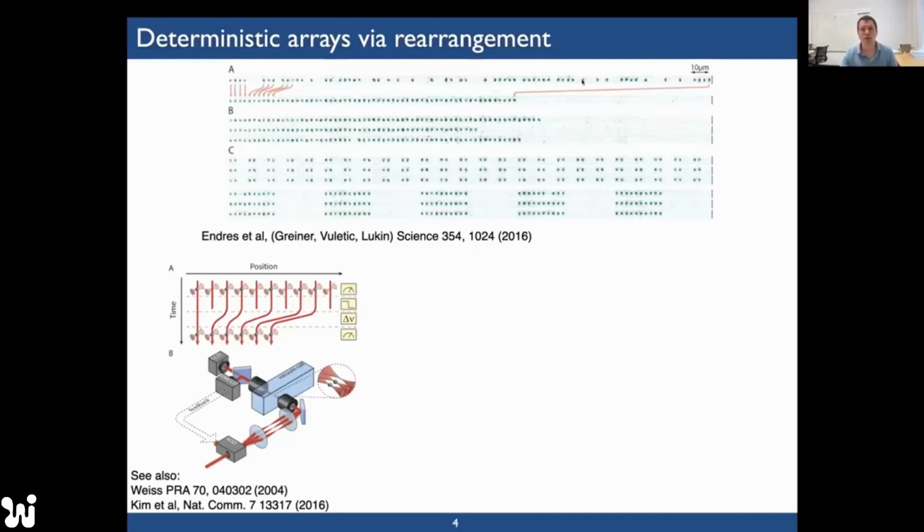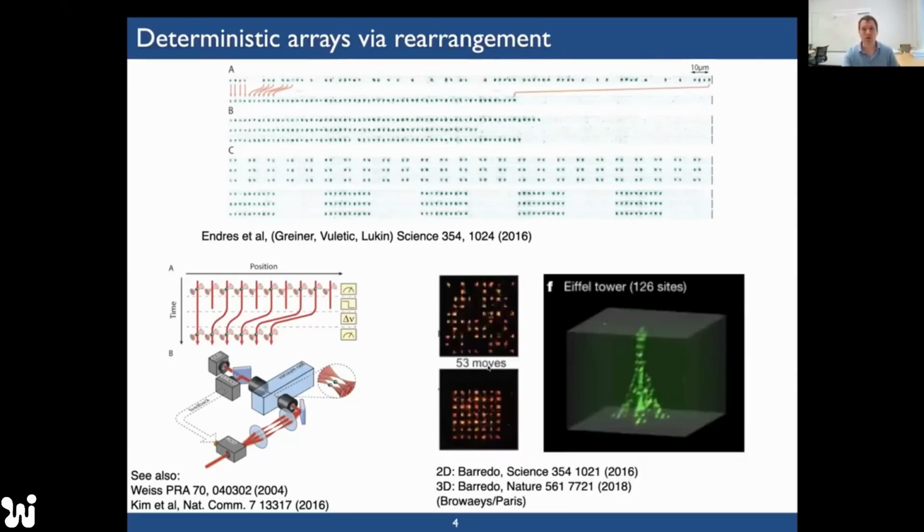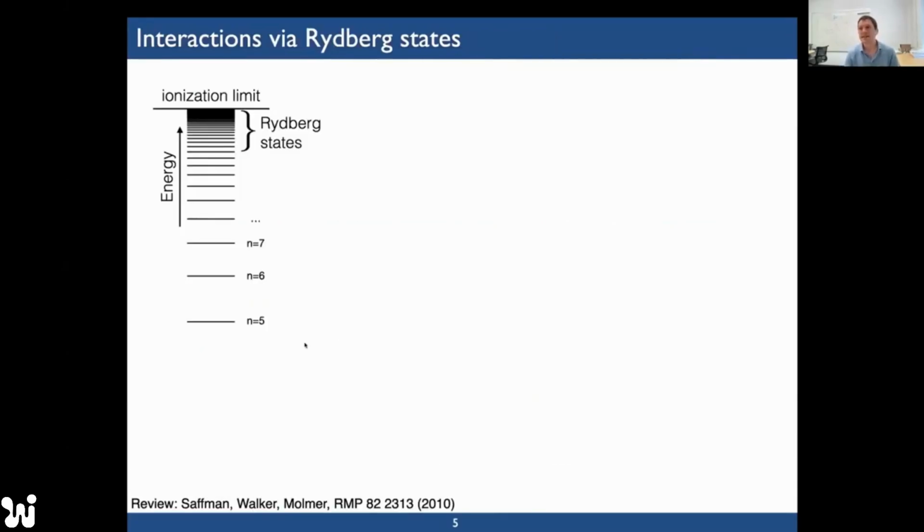In a one-dimensional system, what you can just do is squeeze out all the empty sites, compress all the empty sites to move all the atoms to one side. But in 2D, there are also more sophisticated algorithms you can use to pick up individual atoms and move them into the right place. And people have even done this in 3 dimensions. So this idea of rearrangement now allows you to prepare deterministically arrays of, I think the record is currently maybe 300 or 400 qubits.